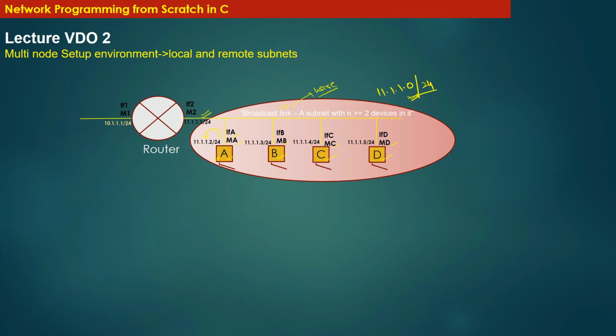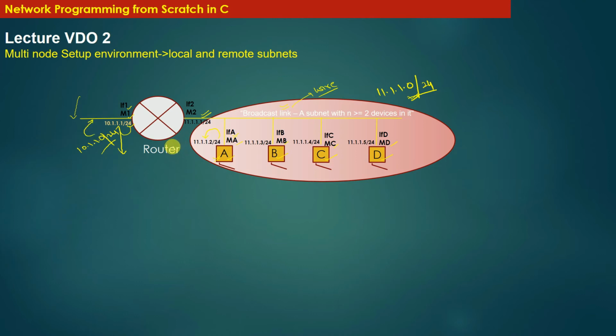Is there any other subnet in this diagram? Yes, another subnet is this. I have not shown you the rest of the topology on this side, but you can see that the router has another interface IF1 which has MAC address M1 and has IP address 10.1.1.1/24. If you apply this mask value on this IP address, you will get 10.1.1.0/24, which is the subnet ID or network ID of this link.